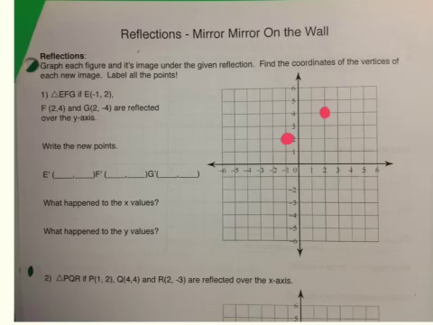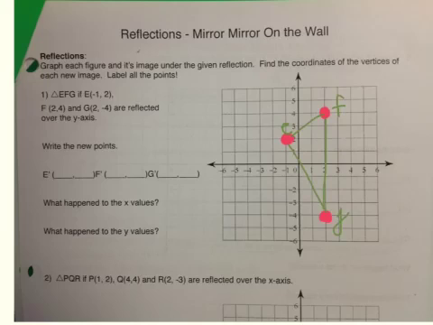For letter G, it says +2, -4. If you want to graph that, you should go 2 spaces to the right and then down 4. So you'll end up right there. I'm going to connect those 3 vertices to form the triangle. And those were labeled E, F, G.